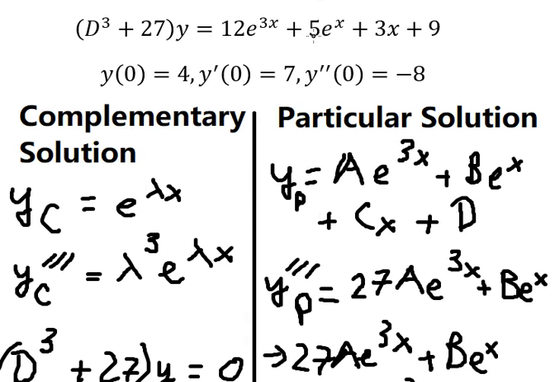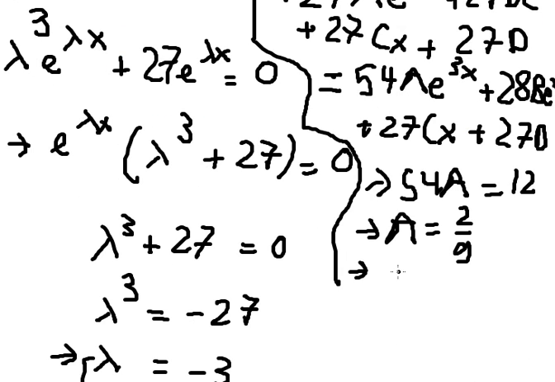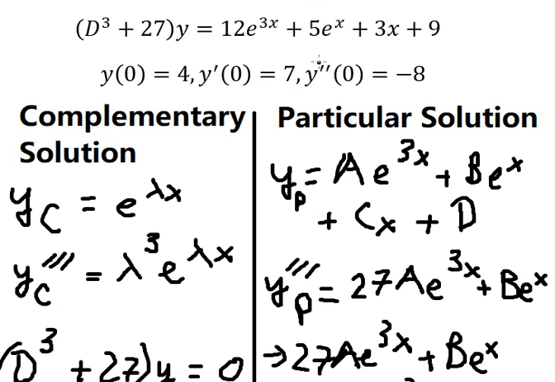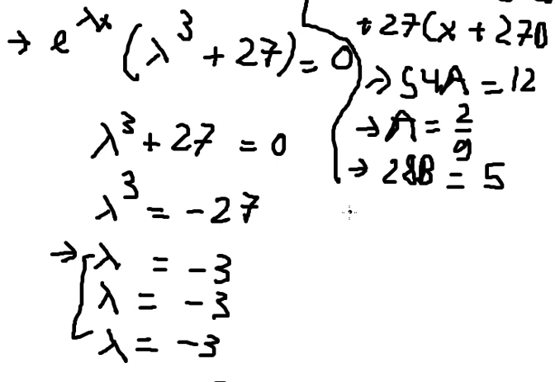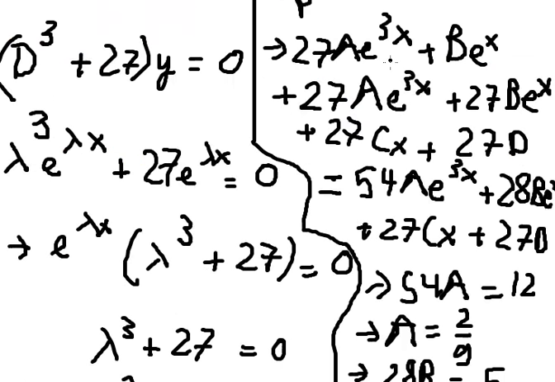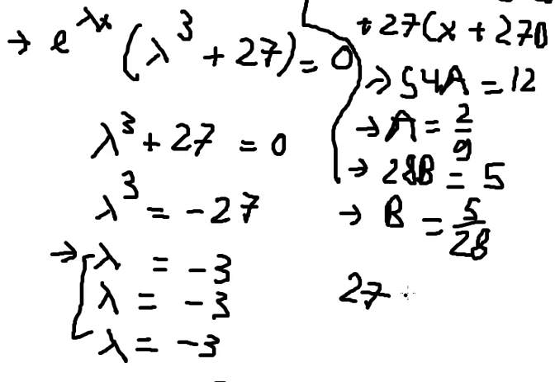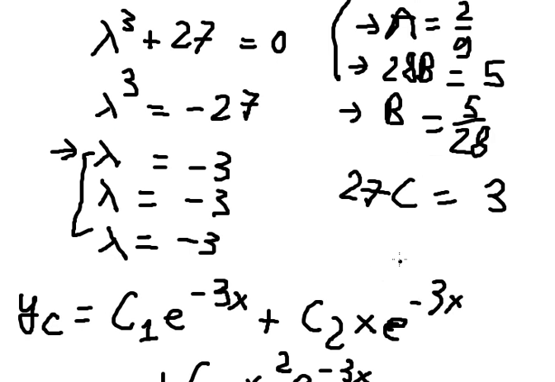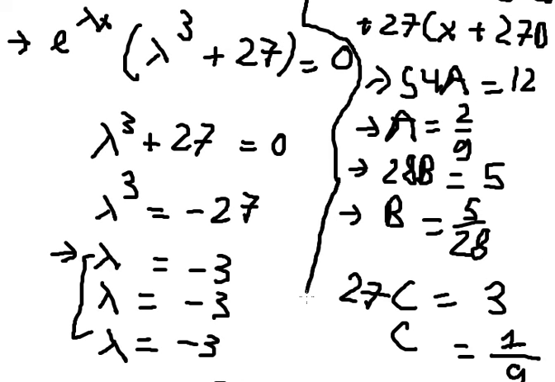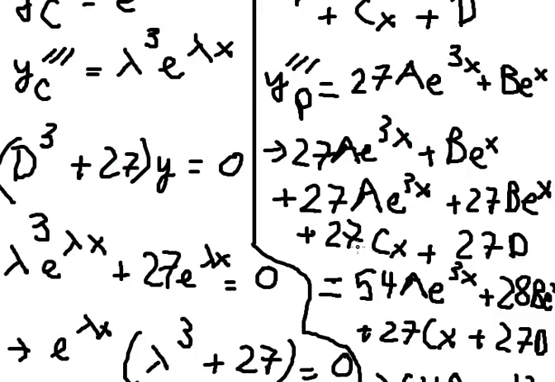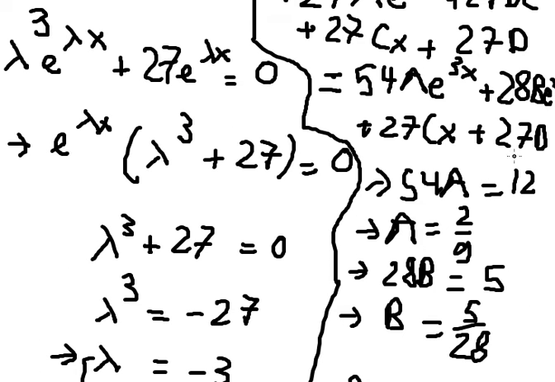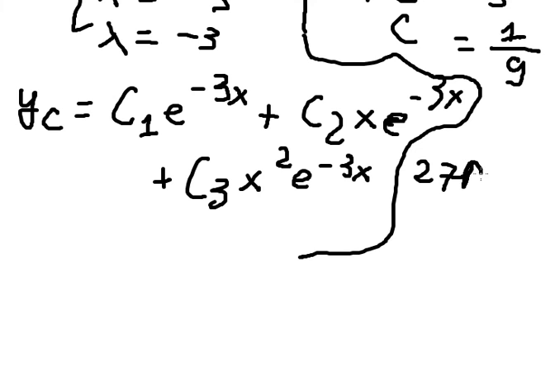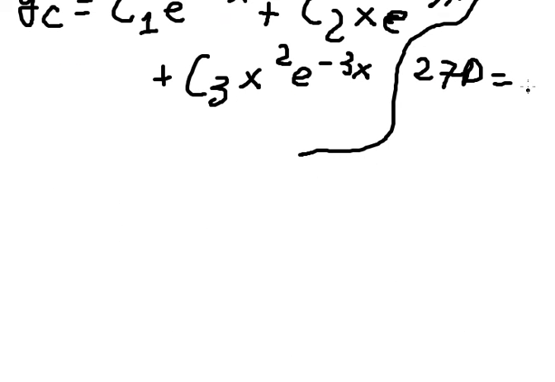The next one, 5e to the power of s, we have 28b, so 28b equals 5. So we divide both sides by 28. The next one, we have 3s, so we have 27c equals 3. So we divide both sides by 27, and we have 1/9. And the next one, we have 9, and we have 27d. So 27d equals 9. So d equals 1/3.